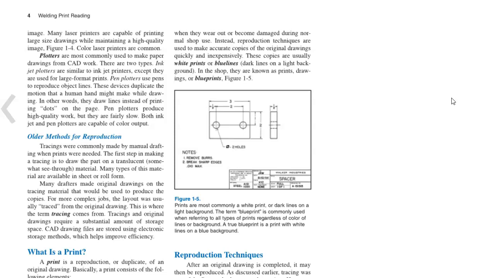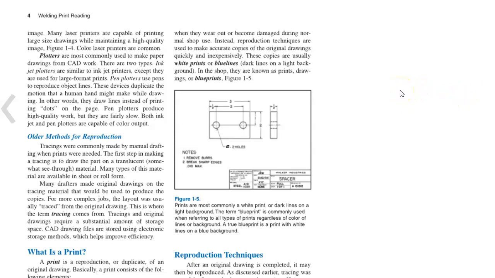Older methods of reproduction. Tracings were commonly made by manual drafting when prints were needed. The first step in making a tracing is to draw the part on a translucent or somewhat see-through material. Many types of this material are available in sheet or roll form.